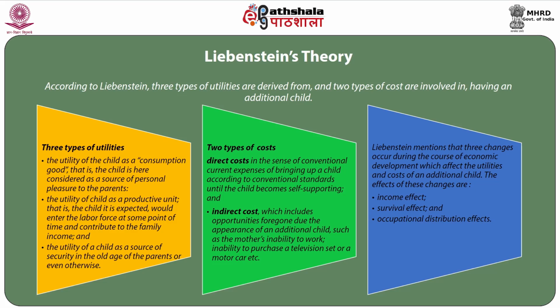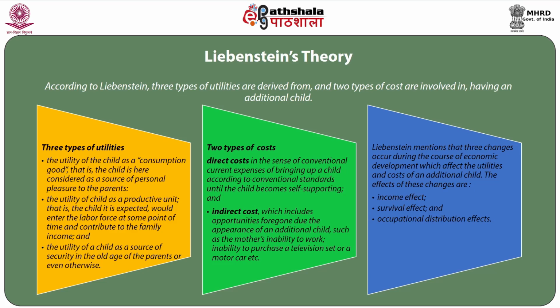The first cost is the direct cost, in the sense of conventional current expenses of bringing up a child, according to the conventional standards, until the child becomes self-supporting. And the other cost is the indirect cost, which includes opportunities foregone due to the appearance of an additional child, such as the mother's inability to work, inability to purchase a television set or a motor car, etc.